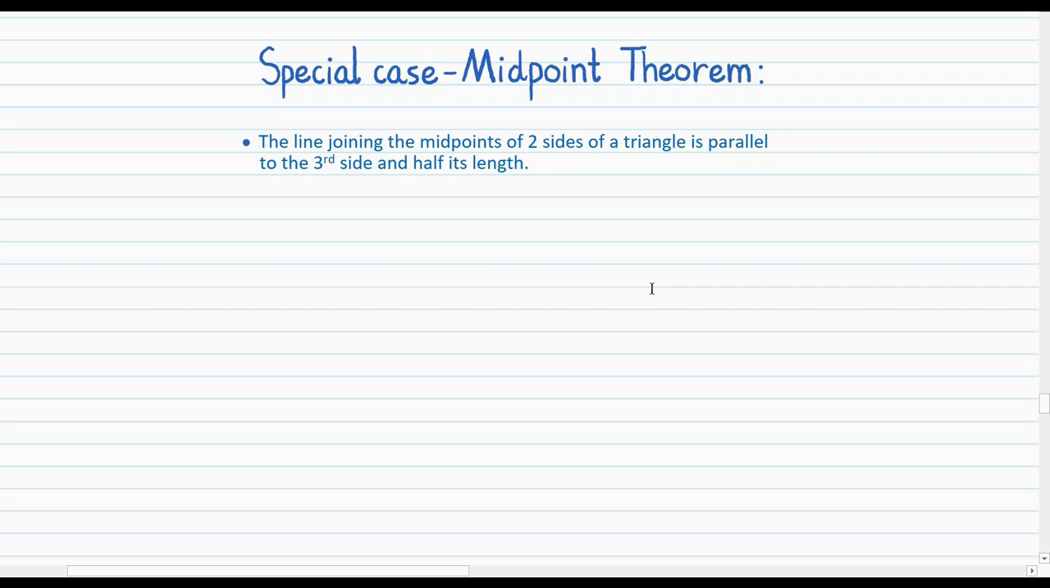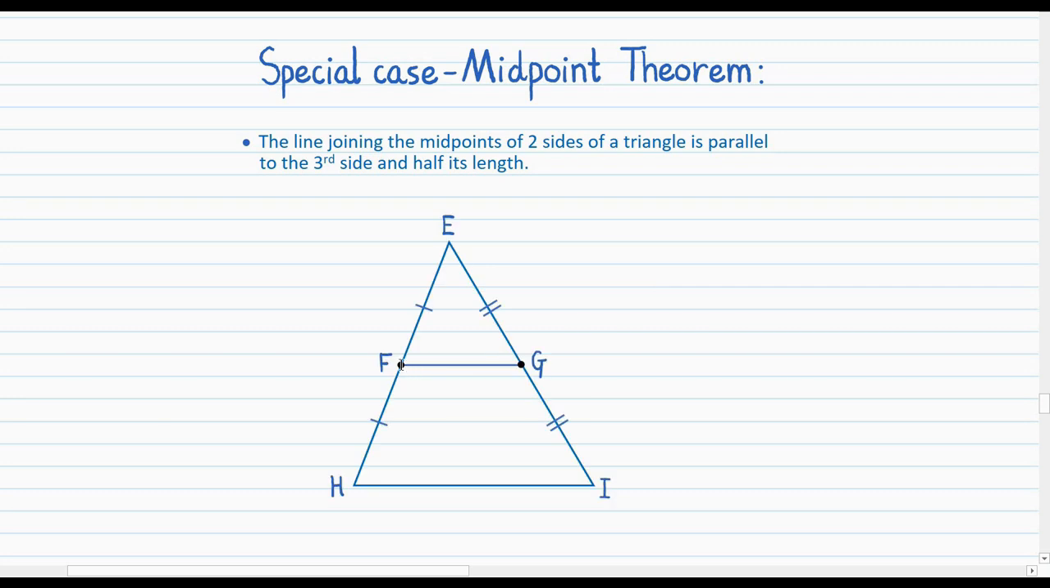Such as shown in the following triangle, where the point F is the midpoint of line EH and point G is the midpoint of line EI, and according to the midpoint theorem, the line joining these two midpoints would be parallel to the third side HI and half its length. So writing this down, the midpoint theorem says that if EF is equal to FH and EG is equal to GI, then FG is parallel to HI and FG is equal to half HI.